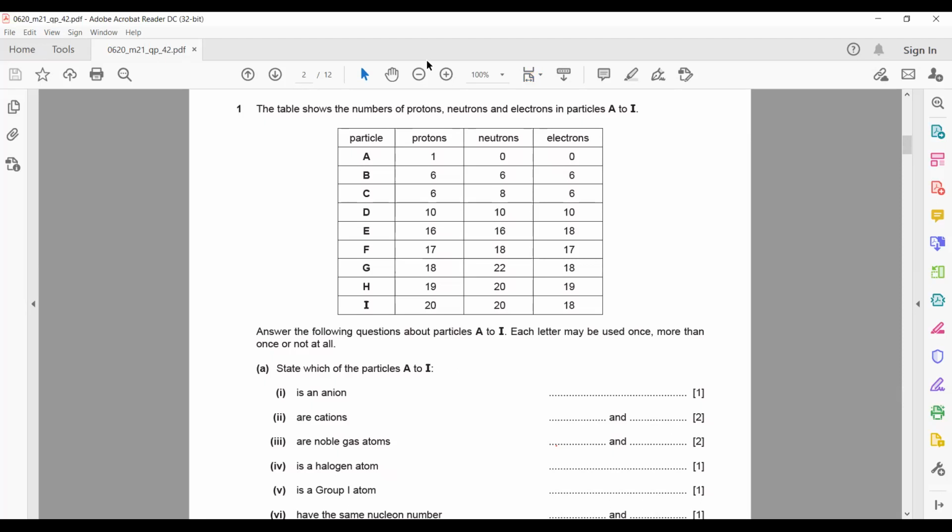The table shows the numbers of proton, neutron, and electron from particle A to I. The symbols are not the right symbols for the elements. They use these letters to represent these particles. Answer the following questions about particle A to I. Each letter may be used once, more than once, or not at all. So it's not like you will use all of them. Maybe one or two of them are not used at all.